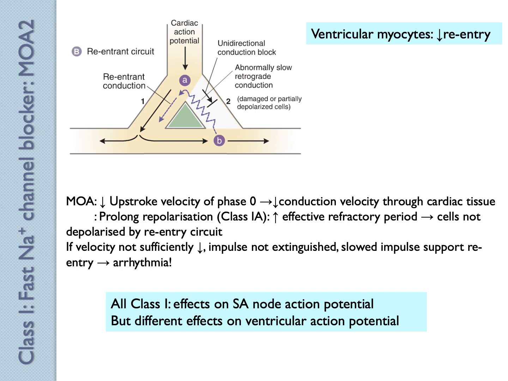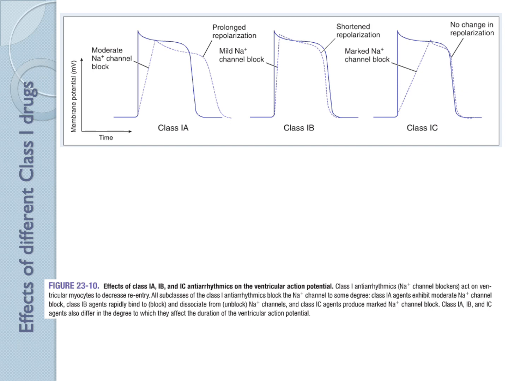So you can see the main effect of class 1 is on the SA node, but when you look at the next slide, it shows that class 1 is subdivided again into class 1A, 1B, and 1C, which have different effects on the ventricular action potential, right? Look at class 1A, 1B, and 1C here. The dotted line is the effect of the drug per se. 1A is the moderate block, so it can cause a shift this way. 1B is the mild block, and 1C is the marked block, so it's the most block in 1C.